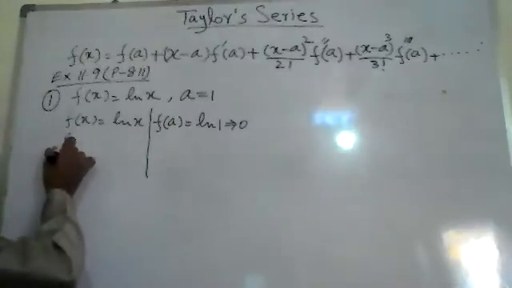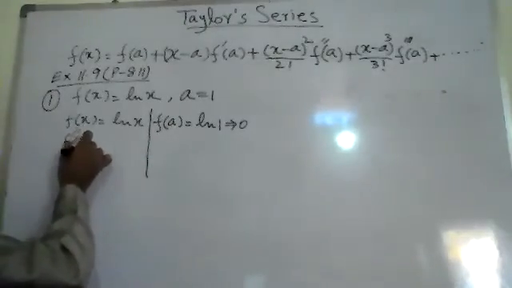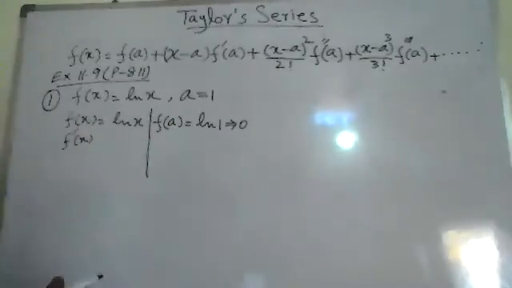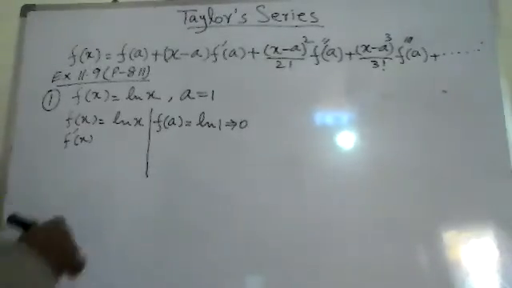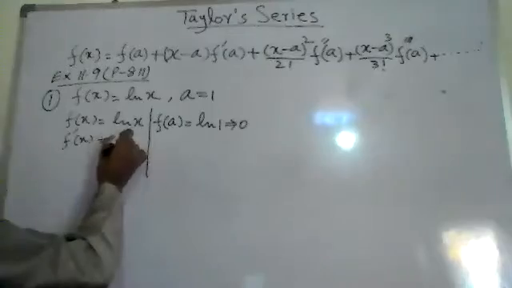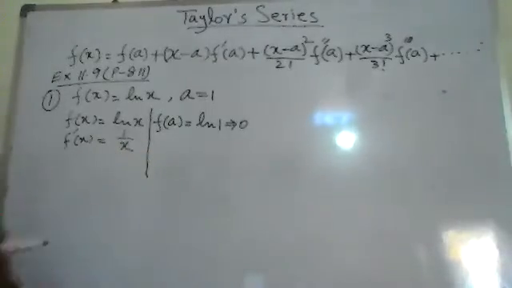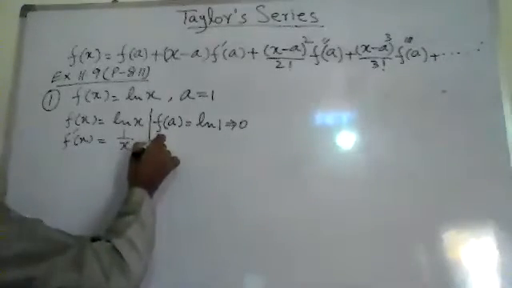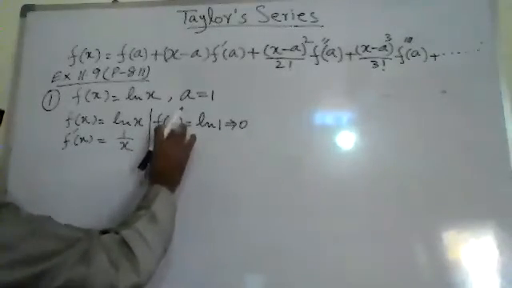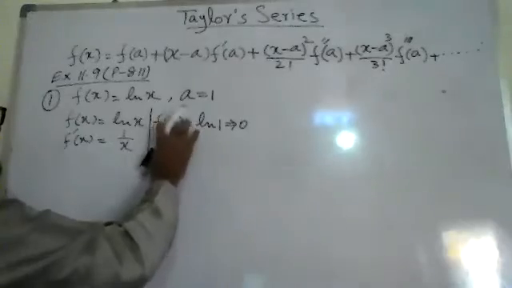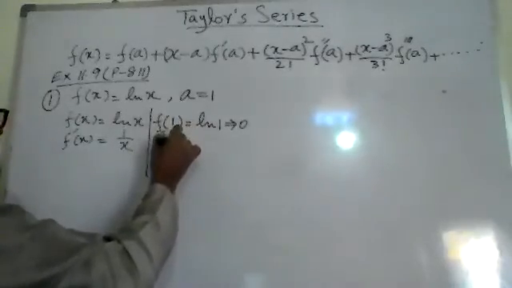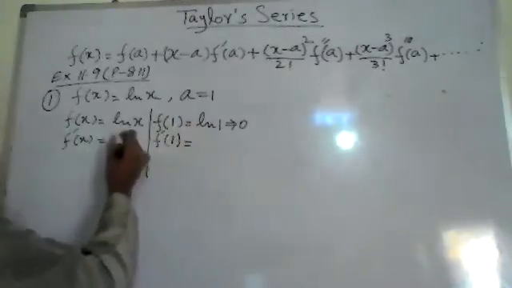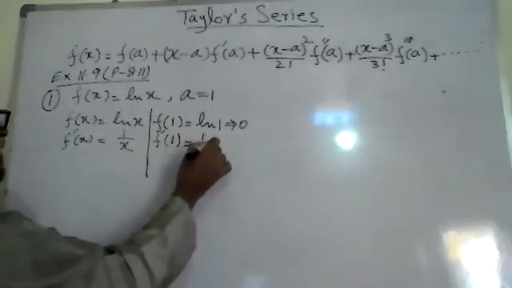Now f dash x, that is equal to 1 upon x. The derivative of ln x is 1 upon x. Now f dash a, f dash a is 1. Let me write over there. So 1 upon 1 will be 1.